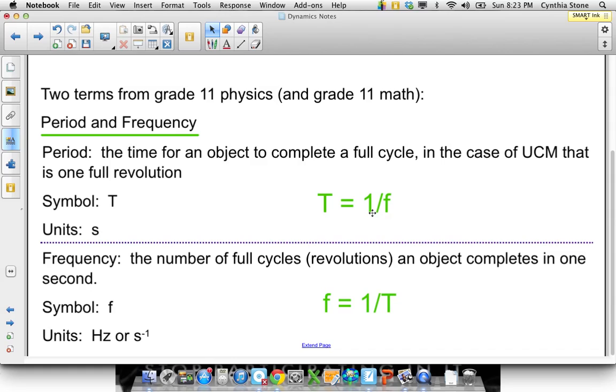So period is 1 over frequency. It's the reciprocal of frequency, and it is the time for a full cycle. Frequency is just the number of cycles in 1 second, so it's just 1 over T. Usually hertz is the unit. Sometimes we say seconds to the -1 because it's 1 divided by seconds. Okay, so those are the two more terms besides centripetal acceleration. And the reason I'm jumping to these two things right now is because there's two more formulas for centripetal acceleration, one that uses period, and one that uses frequency.